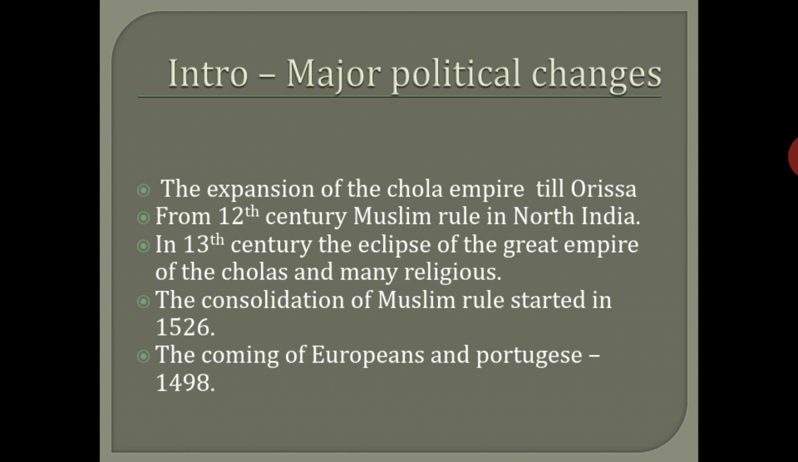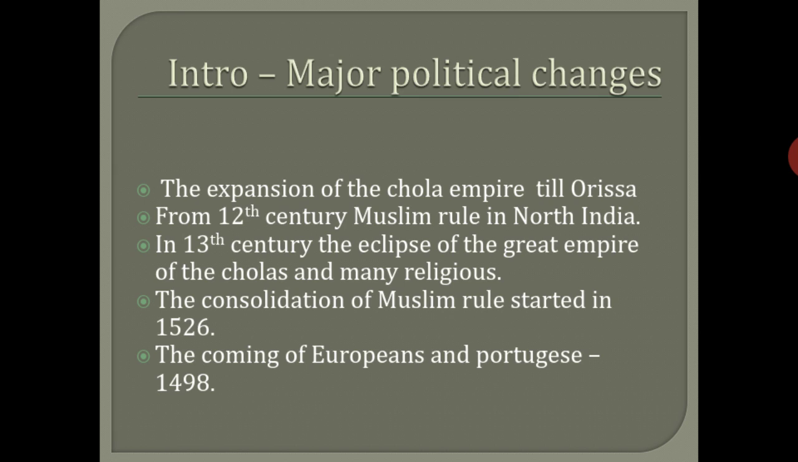In the 13th century, the great Chola Empire was eclipsed, meaning declined, and many religious kingdoms started, especially the Vijayanagara Empire. They gave importance to a certain religion alone, and it became a very big bastion of religious rule in South India. A bastion means a very big fort, which we can't destroy easily. So a very strong rule happened in the Vijayanagara Empire in South India.